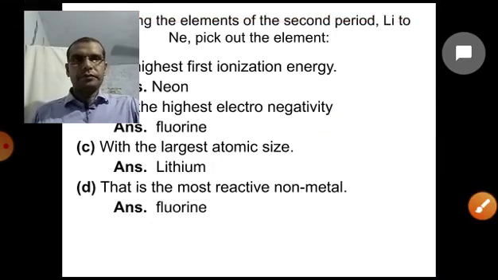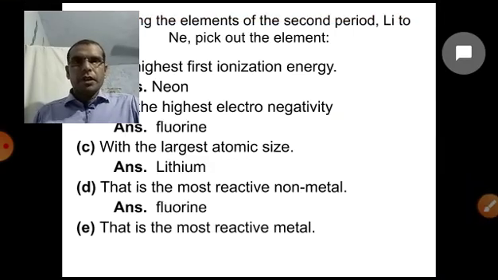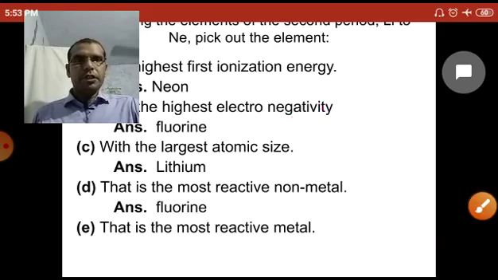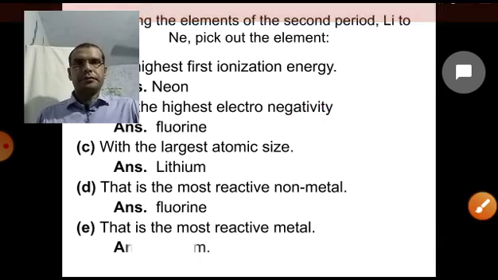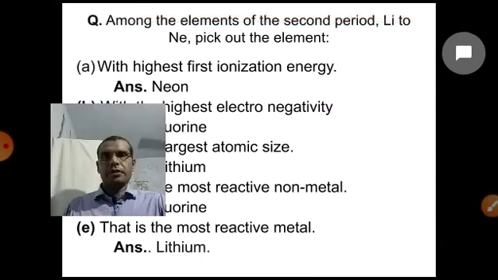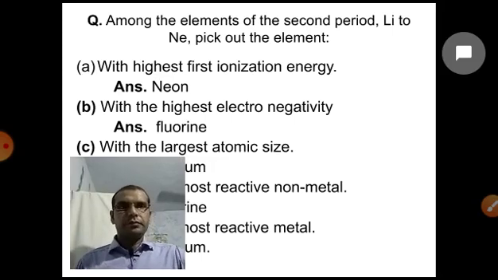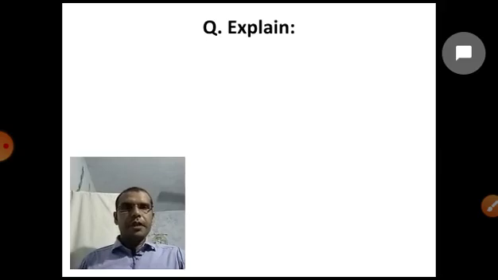Answer is fluorine. Now the next, the most reactive metals. The most reactive metals are present on the left corner of the periodic table in a particular period. So lithium has the most reactivity among the other metals in this period. So lithium is the right answer. Now explain.